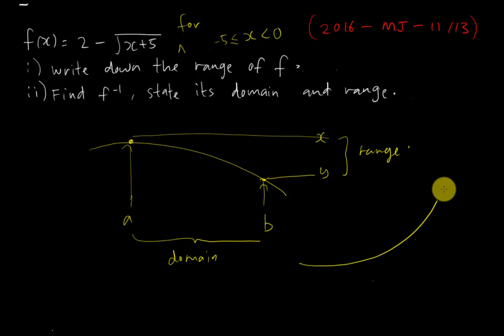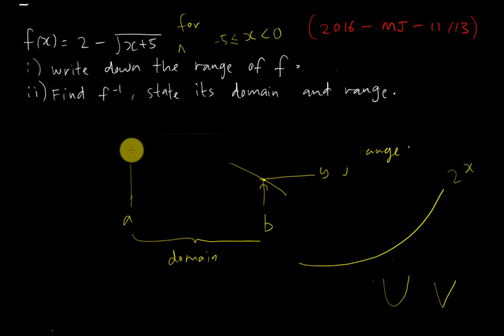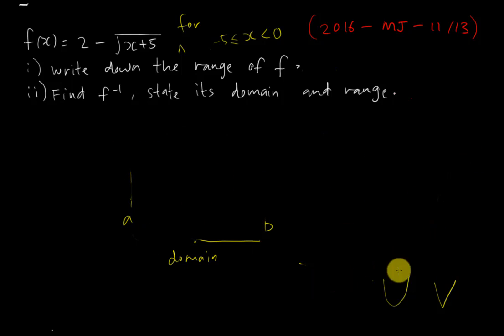Same thing, the e graph actually looks like this, and you have something like the 2 power of x graph which always looks similar to this. This is not the same as the U graph or the modulus graph. So normally for this kind of question, it's quite easy to get the range and domain. But of course I will explain further about what I mean by quite easy over here.